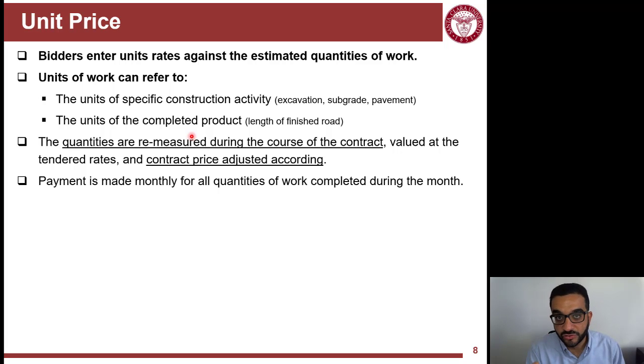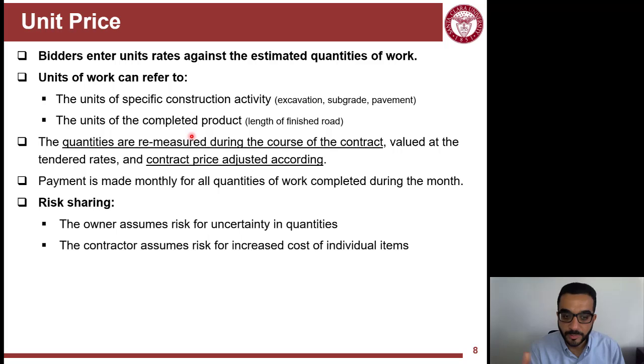The quantities can change, and this means during construction you're going to remeasure these quantities and readjust the contract price. But what's not being adjusted here is the unit price itself. So the payments are made monthly based on that, and the idea behind unit price is that you're sharing risk with the owner here. So the owner assumes the risk of uncertainty in quantities, but they know what will need to be done, but they don't know how much of each work scope will be done.